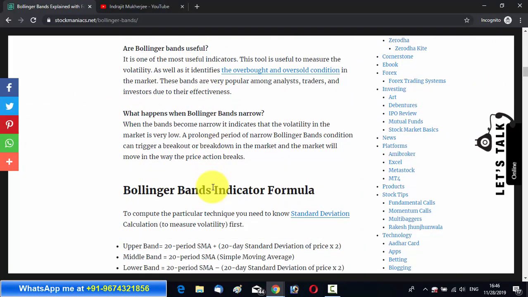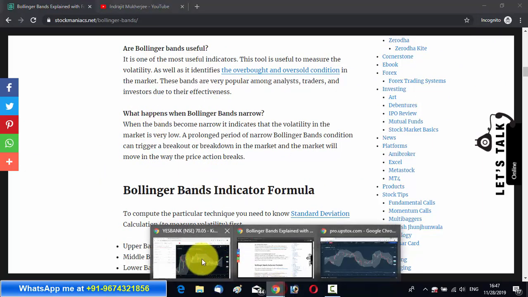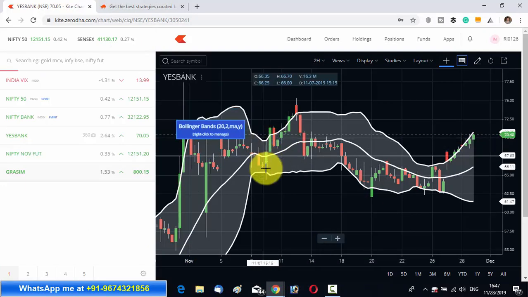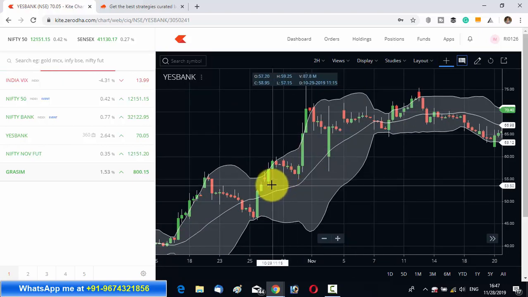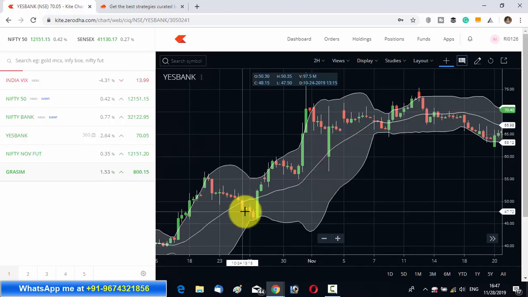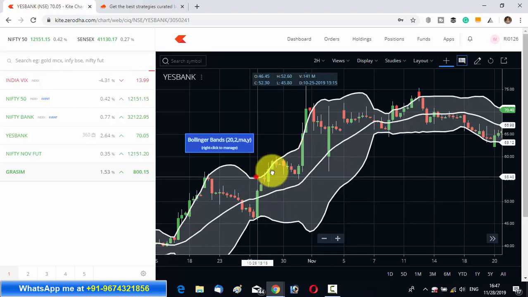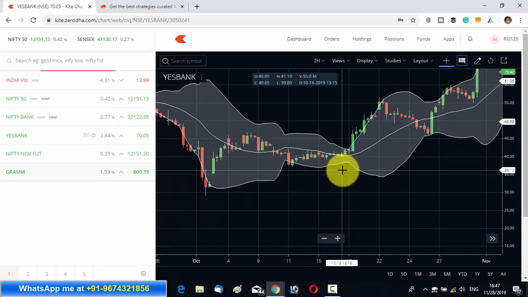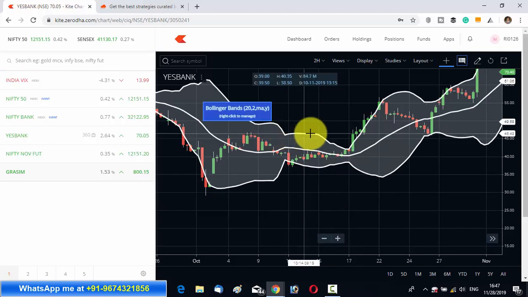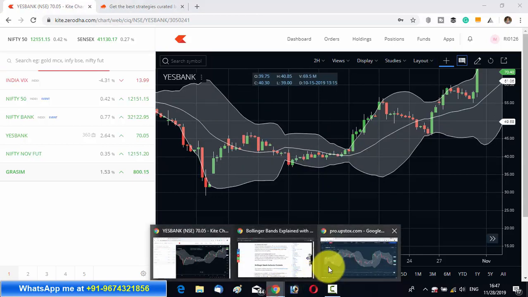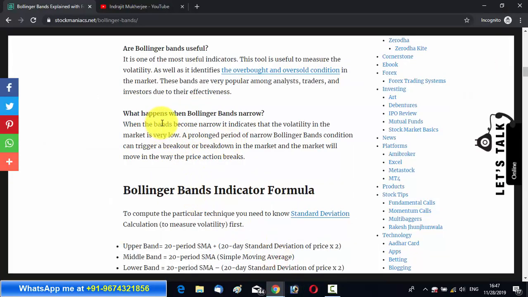So Bollinger Bands, you can see in the live example, sometimes you will see the Bollinger Bands are narrow and sometimes you will see the Bollinger Bands are widening. Suppose here the Bollinger Band is narrow, but here the Bollinger Band is widening. Here the Bollinger Band is extremely narrow, but here the Bollinger Bands are widening. So whenever the Bollinger Band becomes narrow, it is called Bollinger Band Squeeze. It indicates that the volatility in the market is very low.